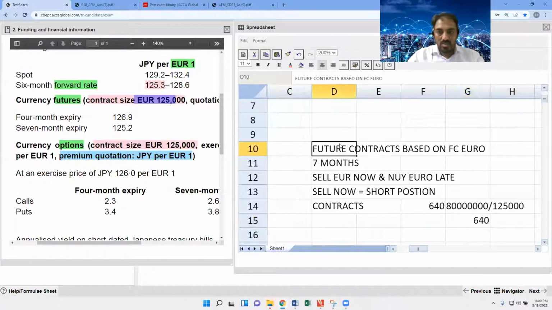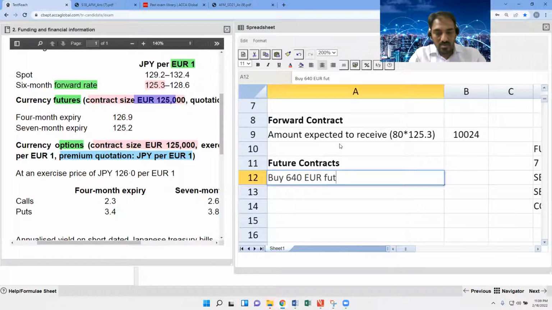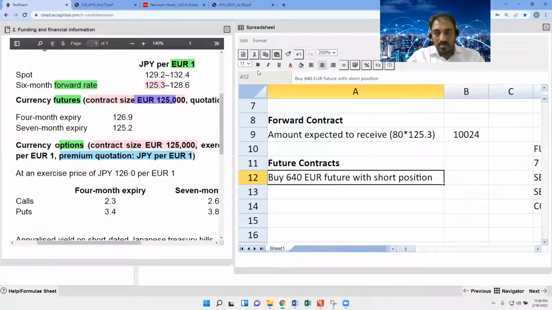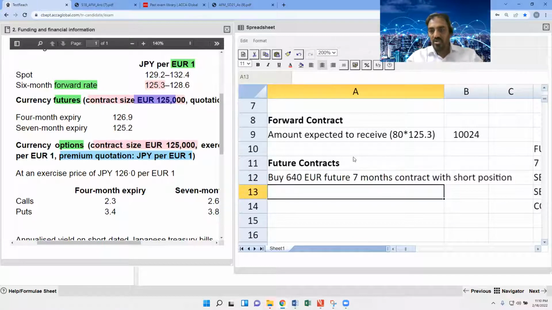So you just mention here: buy 640 euro futures with short position. Buy 640 euro, 7 months contract, with short position.